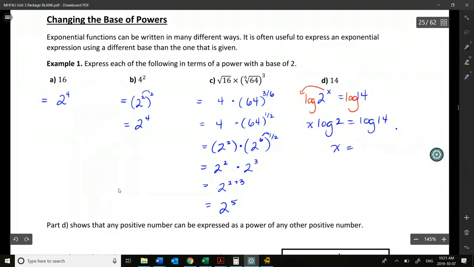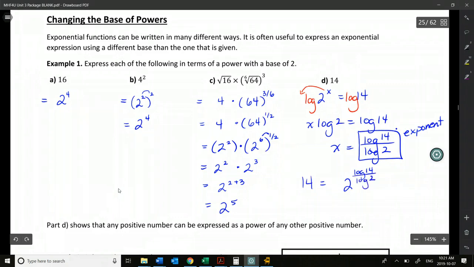And if I want to express this exactly with a base of 2, I'm actually going to leave my x value just like this. And that means that I can express 14 as a base of 2 if this is my exponent. So remember, the answer is the exponent on 2 that I would need to get 14. So 14 is equal to 2 to the exponent log 14 over log 2. Okay, and I'm not going to calculate that because then we get decimals and we have to round, so we'll just leave it in exact values. So this is our final solution here.